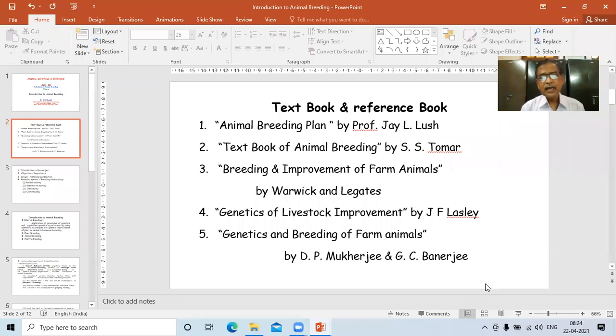You can see it. And Breeding and Improvement of Farm Animals by Warwick and Legates is also a very nice book. Genetics of Livestock Improvement by Lasley. Okay, but just the second and third, the Textbook of Animal Breeding by S.S. Tomar and Breeding and Improvement of Farm Animals, these two books you can consult, and that will be sufficient. If you definitely want to score the maximum marks, you have to consult the textbook also.